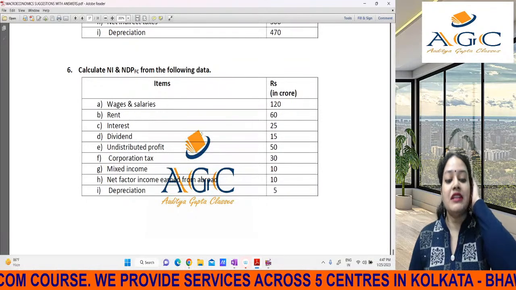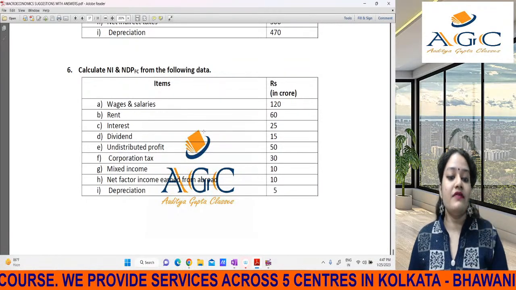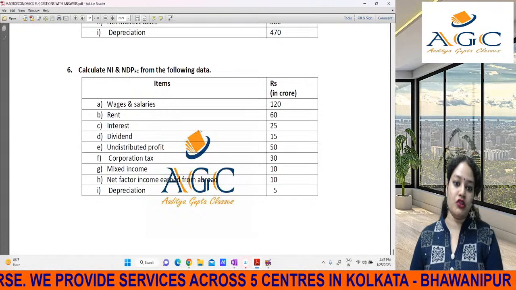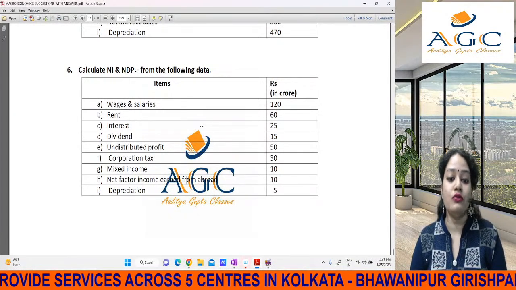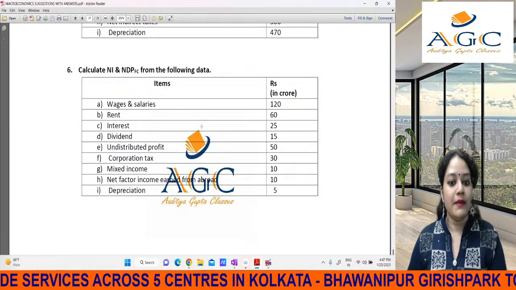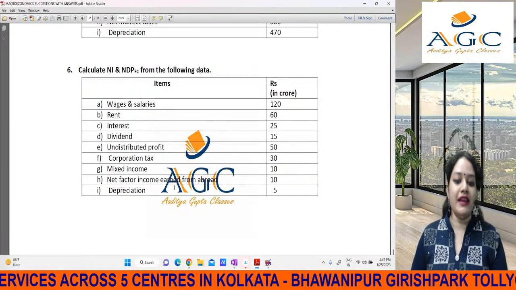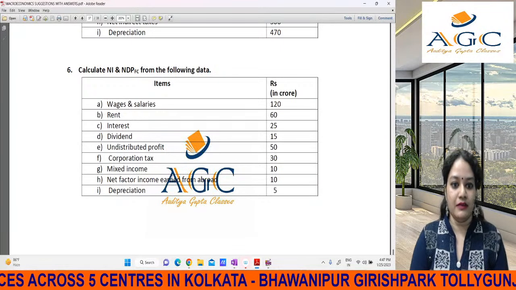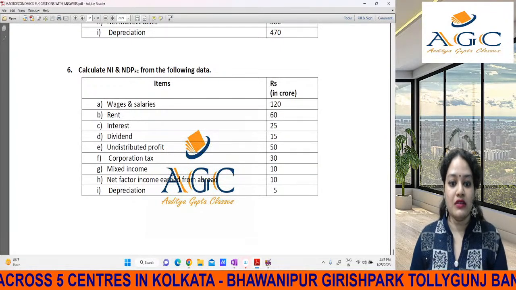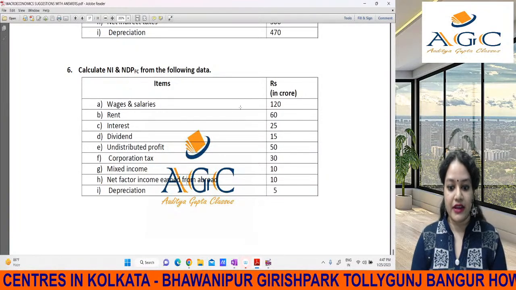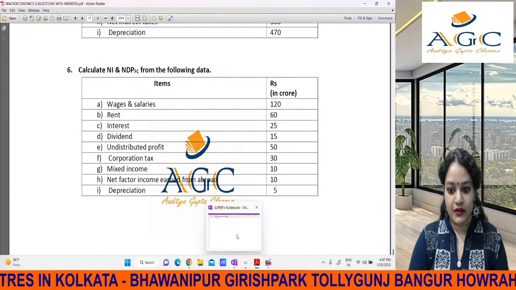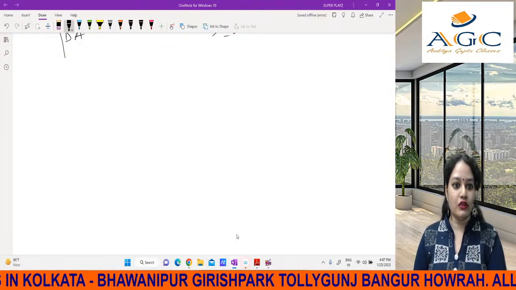Now, just like corporation tax, there might be some values that are given to you just for eyewash. So you have to understand what things you are going to take into account. Then comes your NFI and depreciation. So we will look into that later. Okay, so what is the value of wages and salaries? It's 120. Then rent. Okay, let's get to the sum and have a look at it one by one.